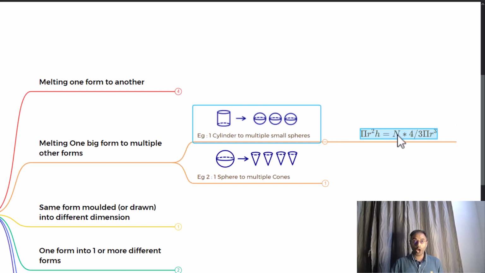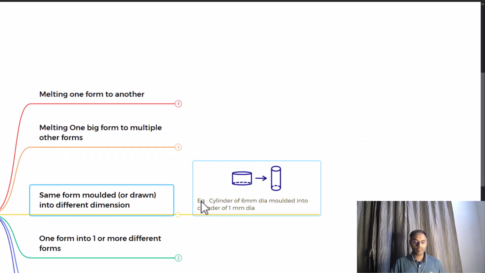But we do not know how many spheres we are going to manufacture or create from the cylinder. So either we'll be asked to find the number of spheres that can be created out of the cylinder, or the number of spheres would be given. We might be asked to find the radius of each of those spheres if all of the spheres have the same radius. Or another one could be where we have a sphere and that is getting melted and transformed into multiple cones. So how many cones could be a question that could probably be asked.